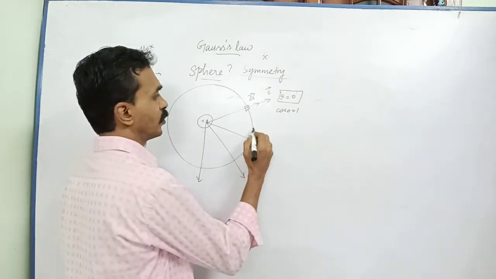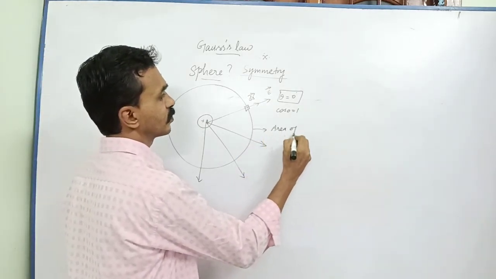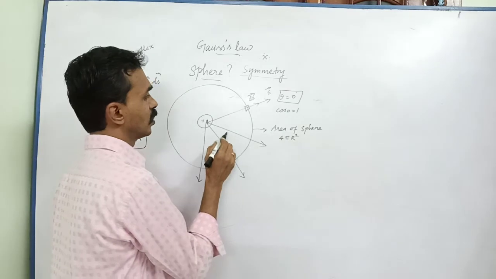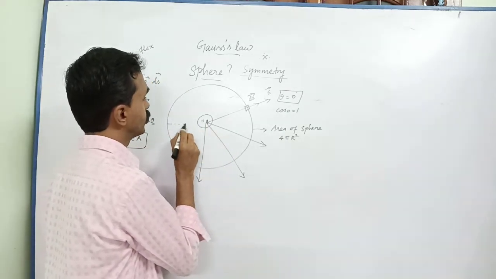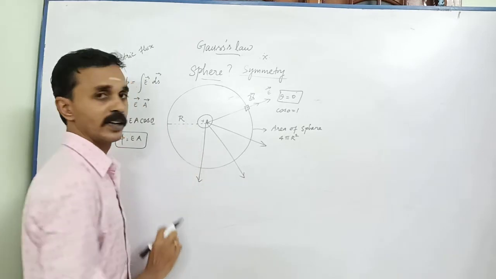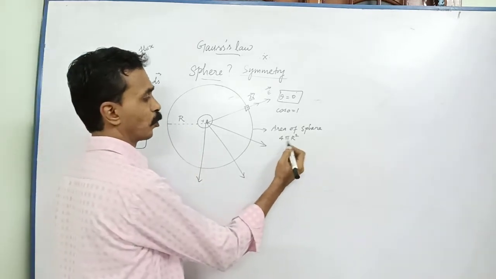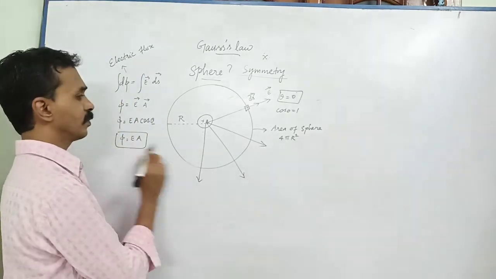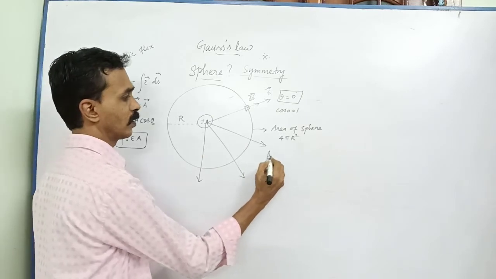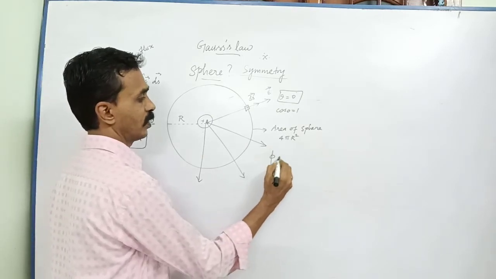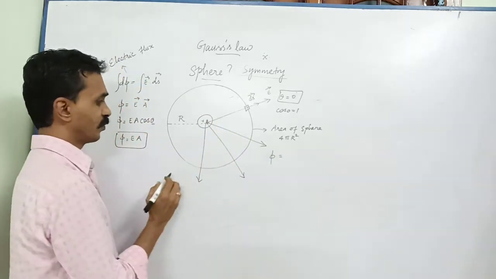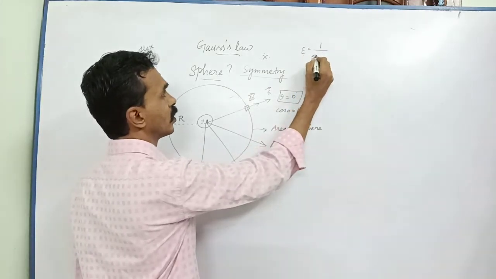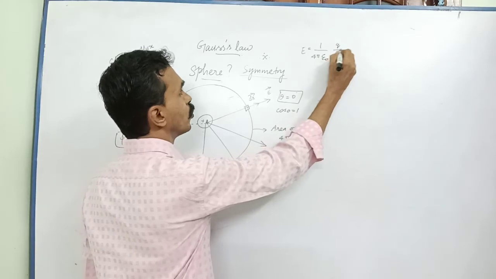Now, we know the area of the sphere. The area of a sphere here is 4 pi r square. Suppose the radius of the sphere is capital R, the area is 4 pi R square, and we know phi is equal to E into A. So substituting the values, phi is equal to... also we know the equation for electric field. What is the equation for electric field? The equation for electric field is 1 by 4 pi epsilon naught q by r square.